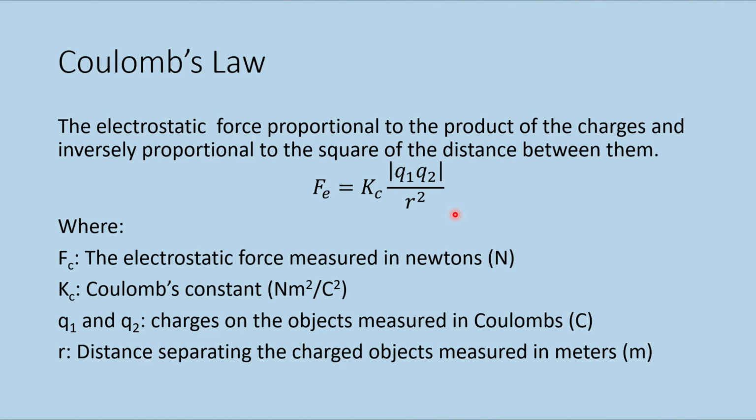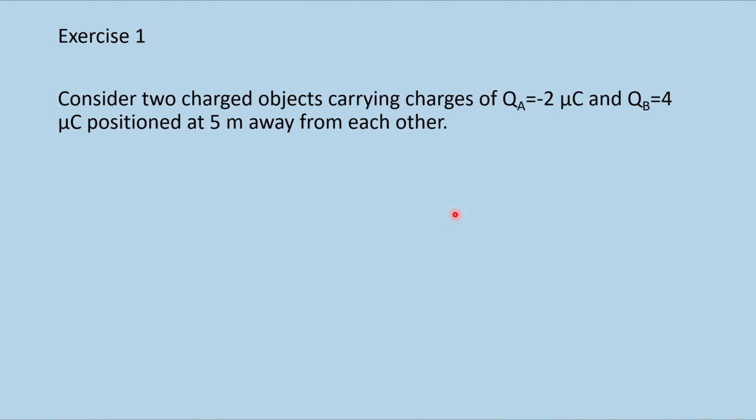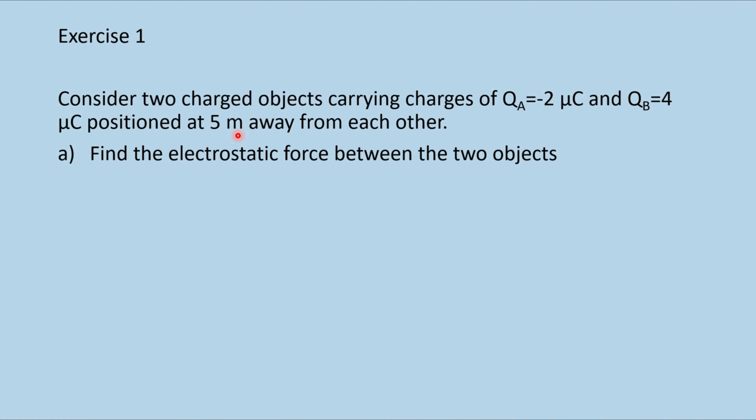Let's see how to apply this formula. Consider two charged objects carrying charges of QA, negative 2 microcoulombs, and QB is 4 microcoulombs, positioned at 5 meters away from each other. So we have the magnitude of the first charge, the magnitude of the second charge, and we have the distance separating them. Part A, find the electrostatic force between the two objects, and part B, describe the nature of the electrostatic force.